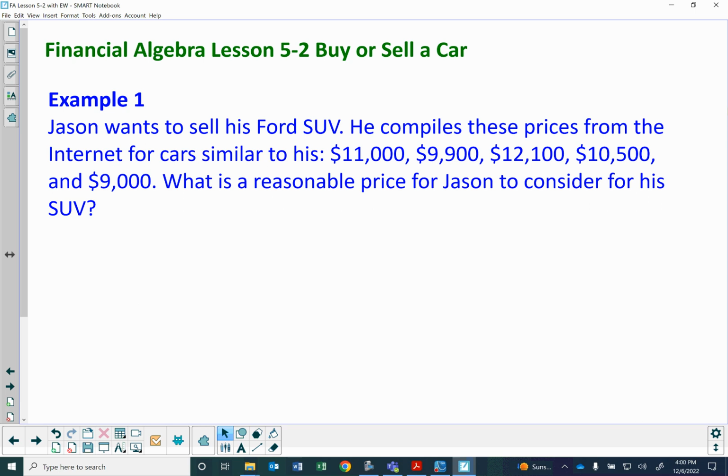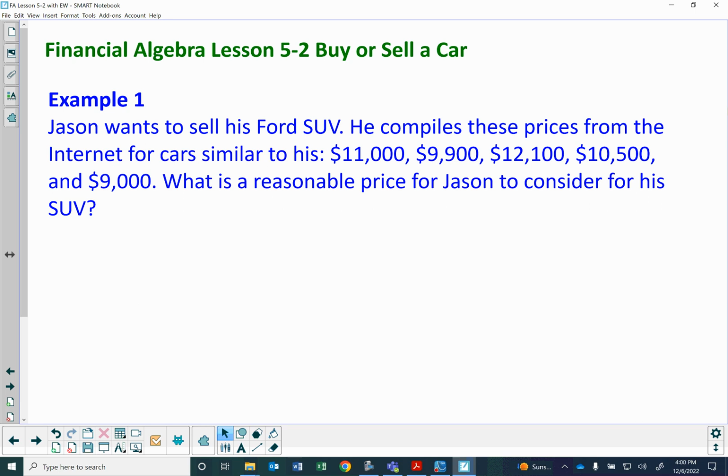Okay, let's take a look at example 1. Jason wants to sell his Ford SUV. He compiles these prices from the internet for cars similar to his: $11,000, $9,900, $12,100, $10,500, and $9,000. What is a reasonable price for Jason to consider for his SUV?